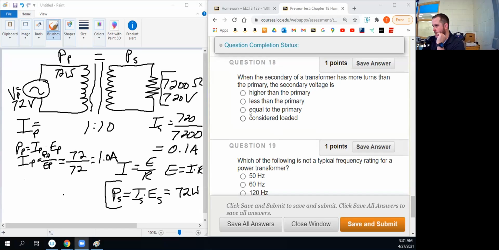Has more turns than the primary, the secondary voltage is higher than the primary, less than the primary.